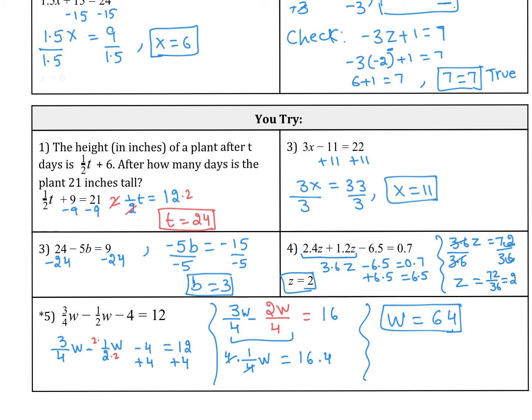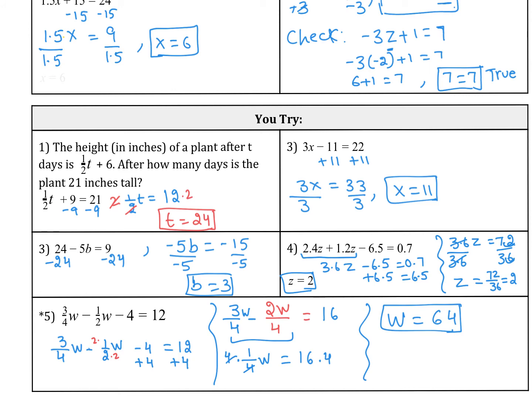For number 3, you're going to find out what b is. You want to get rid of 24, so the opposite operation is to subtract 24 on both sides. What you get is -5b equals -15. Now you want to cancel the -5, so you divide by -5 on both sides. The negative and negative cancel, and 5 cancels with 5, so you get b on one side. On the other side, 15 divided by 5 is 3.